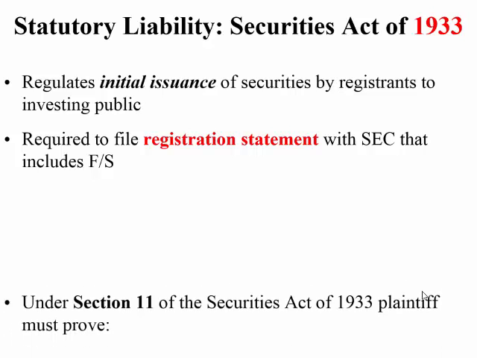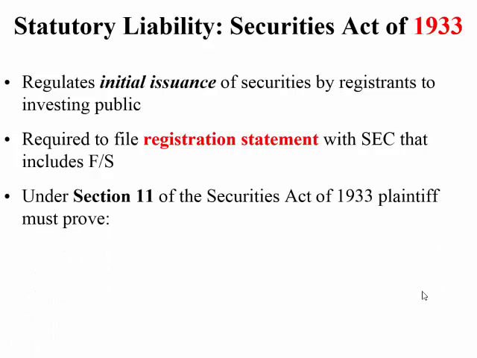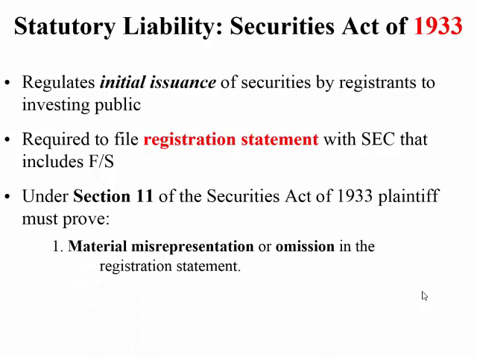So under Section 11 of the Securities Act of 1933, if someone is going to sue you as part of an IPO for your role related to the audited financial statements, they are only required to prove two things. As opposed to all of these others where we saw a number of things that they need to prove, they only need to prove two things. One, that there was a material misrepresentation or omission. So there's something materially wrong with the financial statements. And two, they suffered a loss. In other words, they purchased the securities.